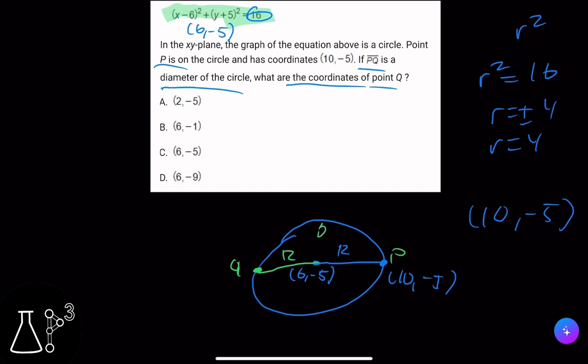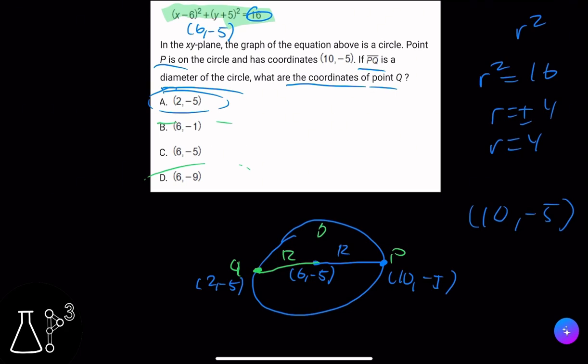So diameter is the full thing, radius is 1/2. So what I have to do is look for the point that would create the diameter. The y value again stays the same, therefore B and D are incorrect. And what we want to do is subtract 4 to get the value of Q, which would equal 2 and -5, because we're just subtracting 4. And therefore my answer is A, because if I do C, that's just the center.